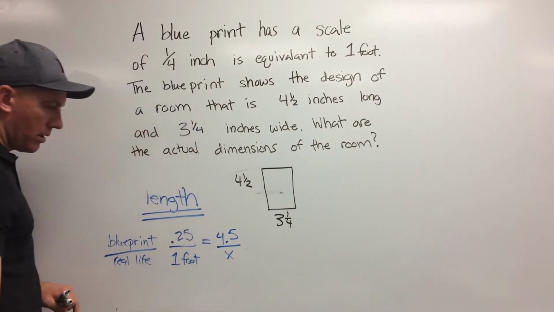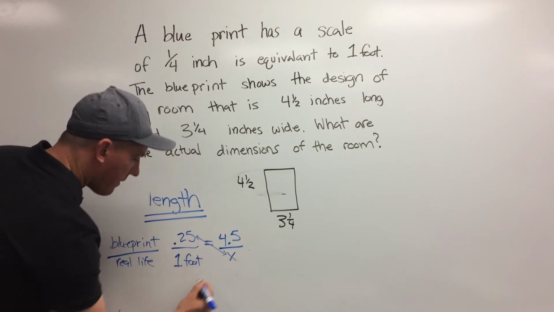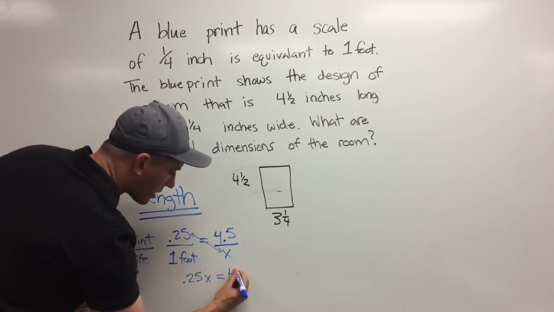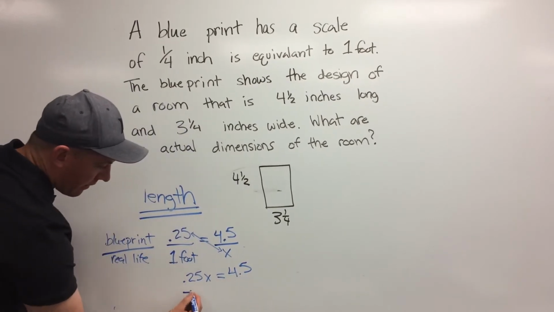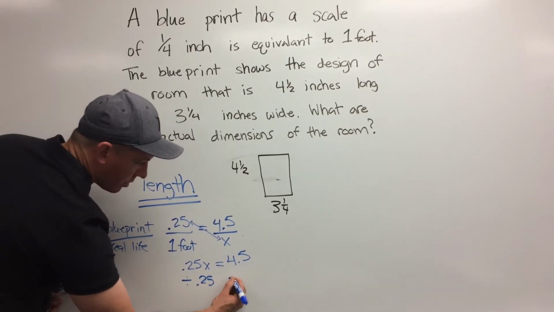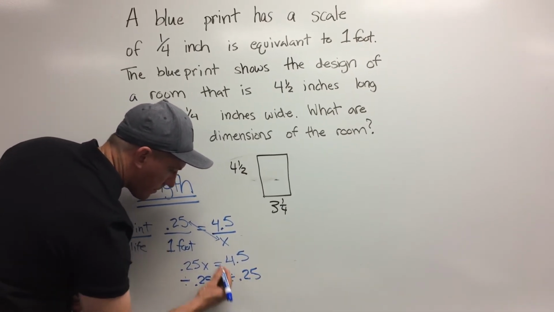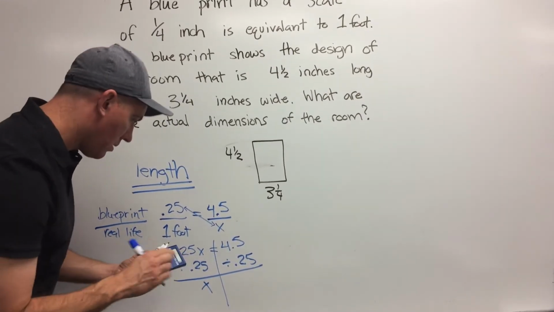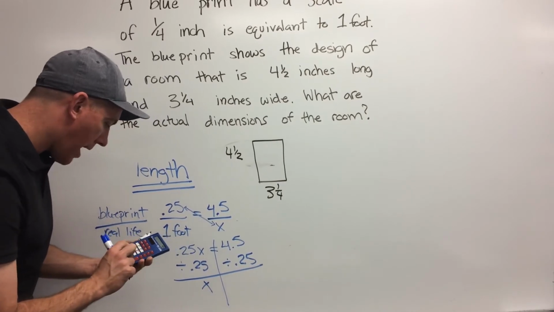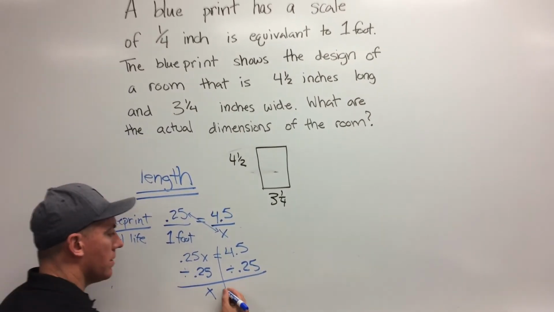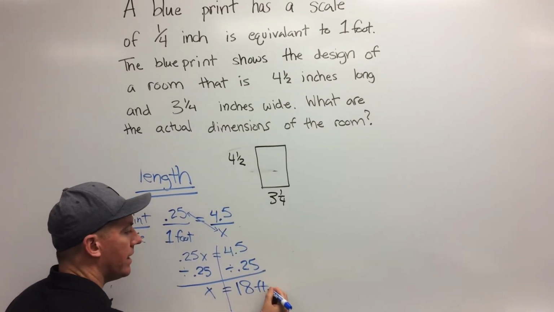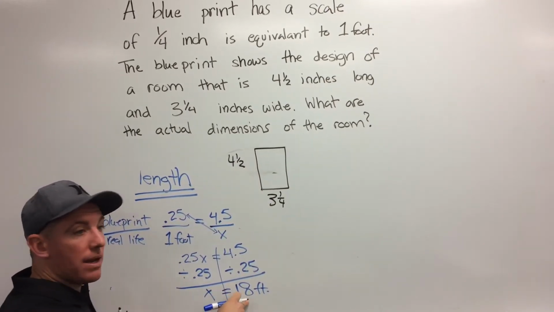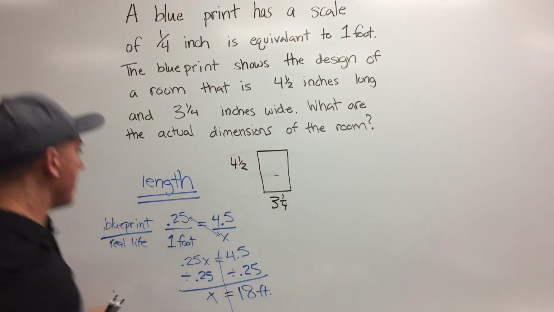And we don't know. So what we get here is 0.25x equals 1 times 4.5, which gives us 4.5. Divide by 0.25, don't lose the decimal. X equals 4.5 divided by 0.25 equals 18 feet in real life. So it's 4.5 inches on his little blueprint. In real life, that's quite a big bedroom. It's 18 feet long, so that's very nice.